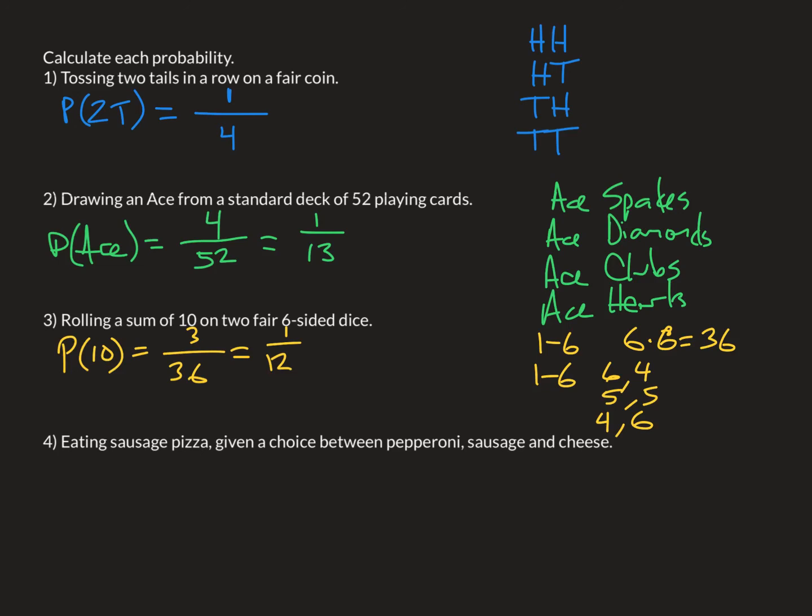In the last example, what's the probability that we eat sausage pizza given a choice between pepperoni, sausage, and cheese? The problem with this is even though we have a countable sample space, we have 3 options here, pepperoni, sausage, and cheese, they're not equally likely outcomes, just based on preferences. Some people have a bigger preference between the 3. Personally, I'm not a big pepperoni fan, so that one is almost a non-existent chance that I would have that. I would be more likely to have either the sausage or the cheese.